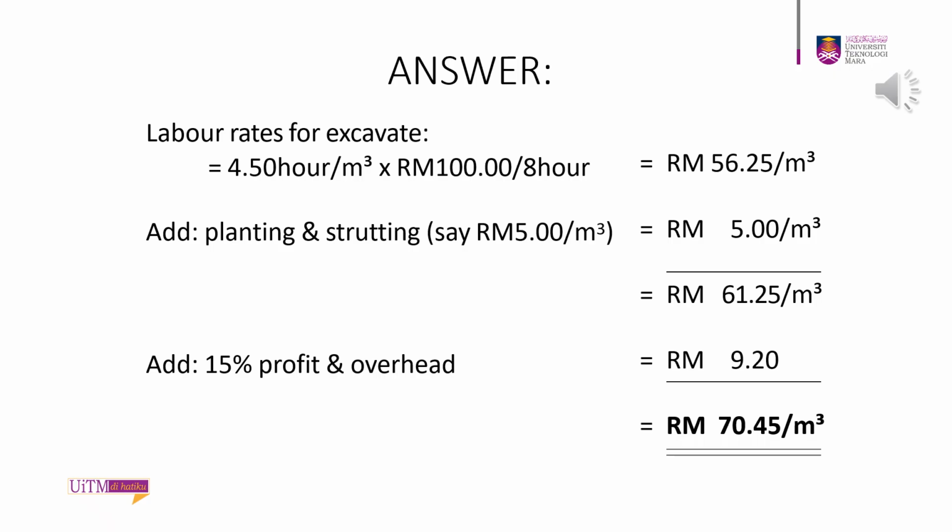All of these values are combined to determine the total cost. As highlighted at the bottom, the formula we use is total cost equals labor cost plus profit and overhead. This helps us ensure that all labor expenses and business margins are included in the final rate.